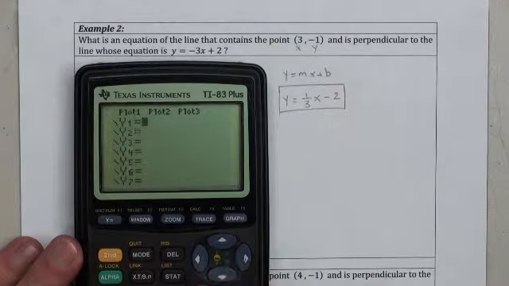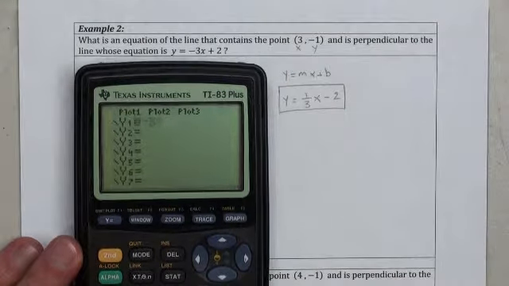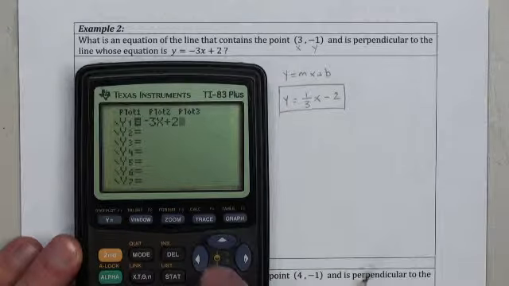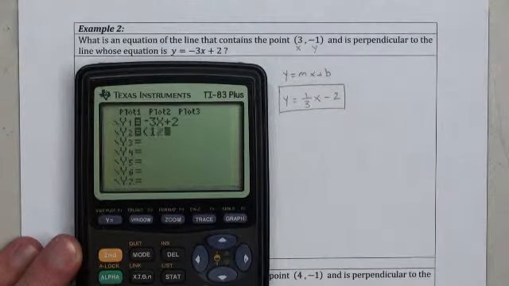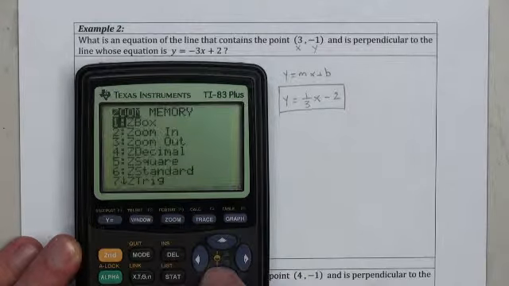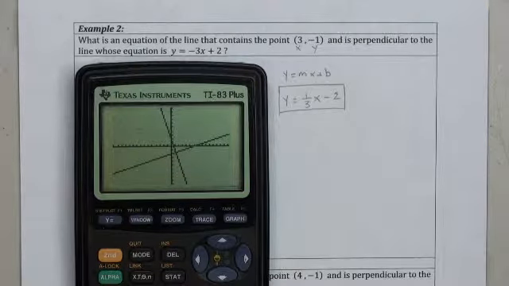Alright, I'm going to clear my equations. I'm going to put in the line that I was given in the problem, negative 3x plus 2. And then I'm going to put in the equation that I found, 1/3 x minus 2. I hit zoom, I go down, I hit z square, and hopefully they're going to look like they're perpendicular. And they do. Alright, so I can be almost 100% sure that I got this problem correct. Alright.